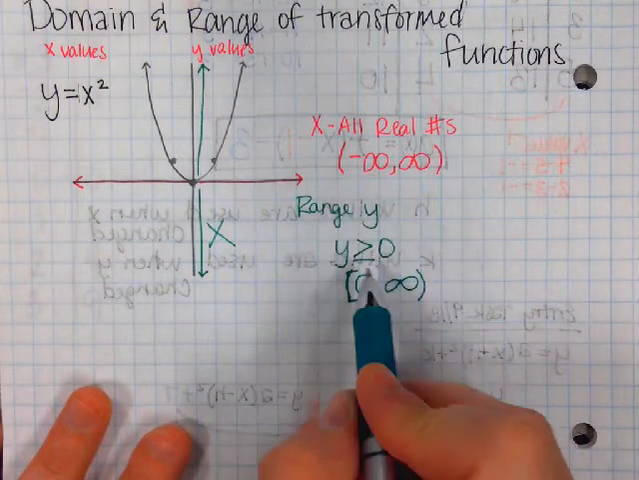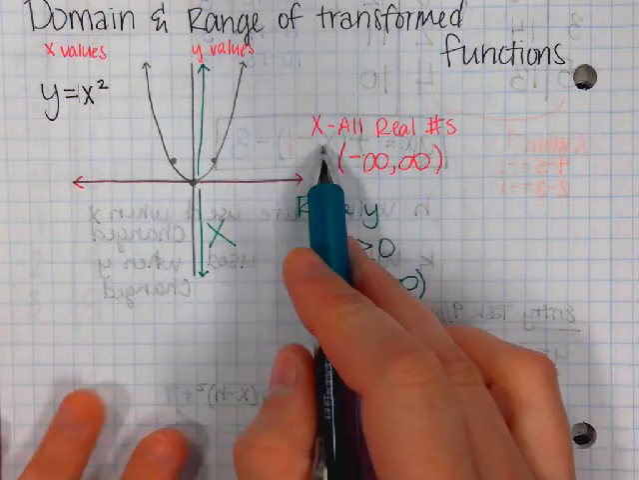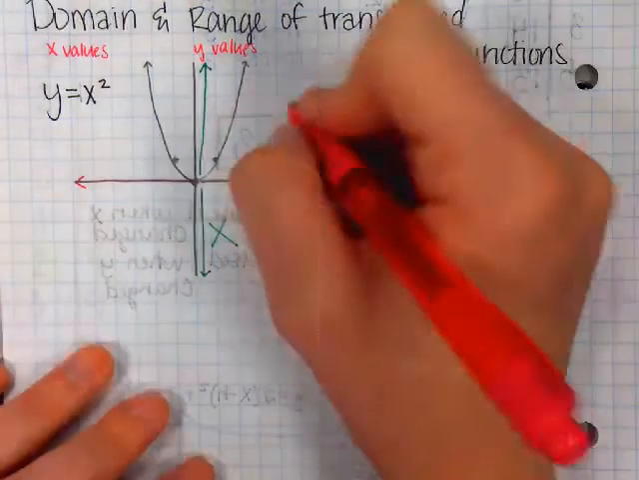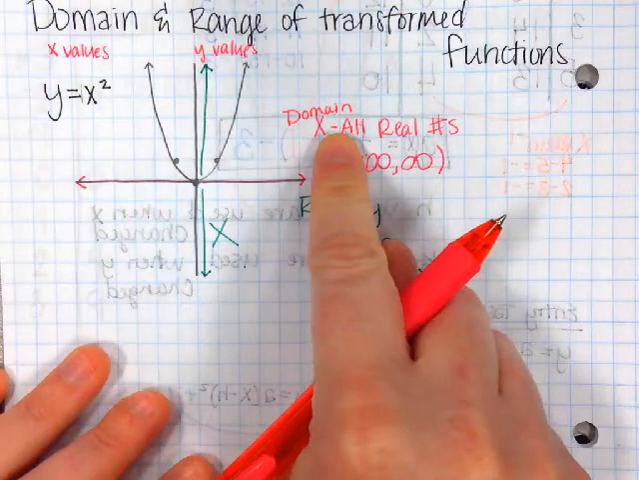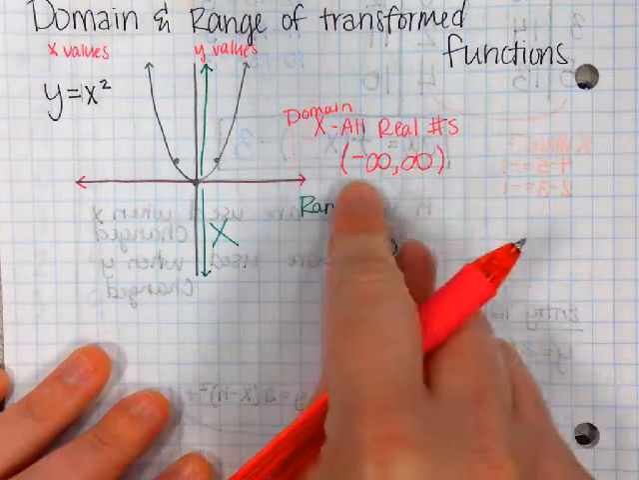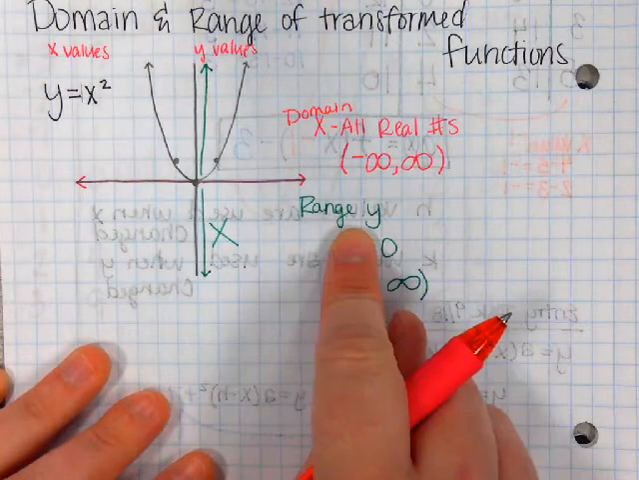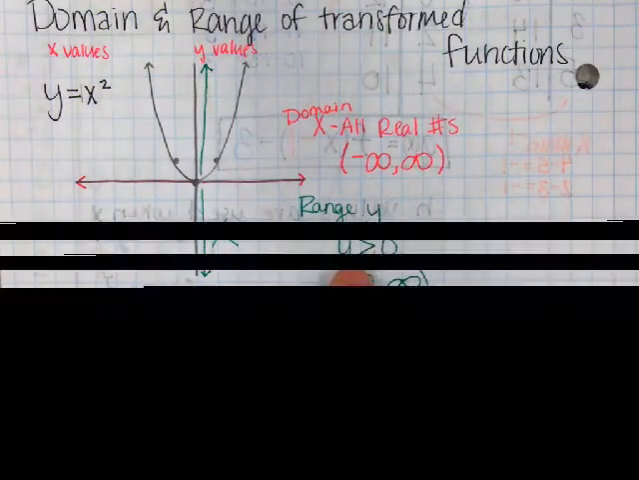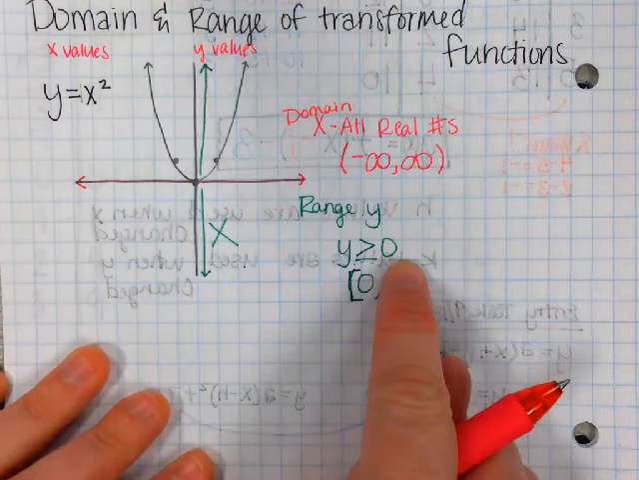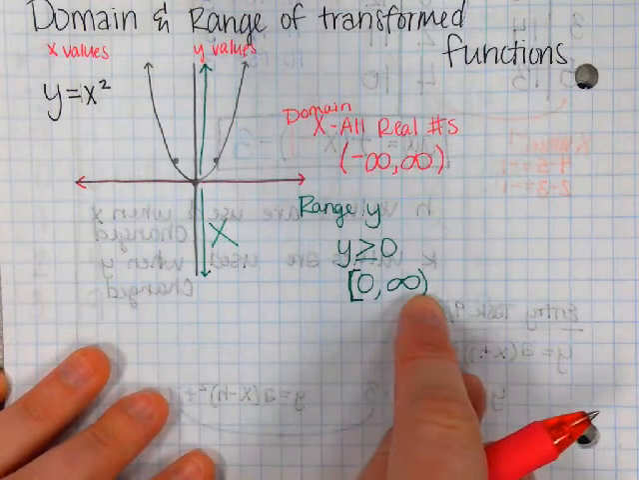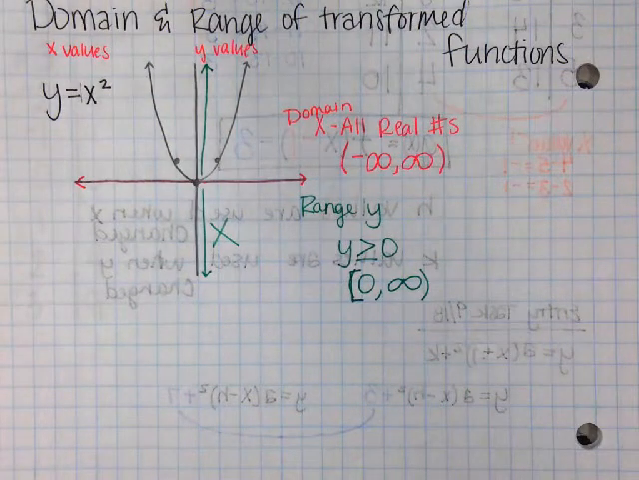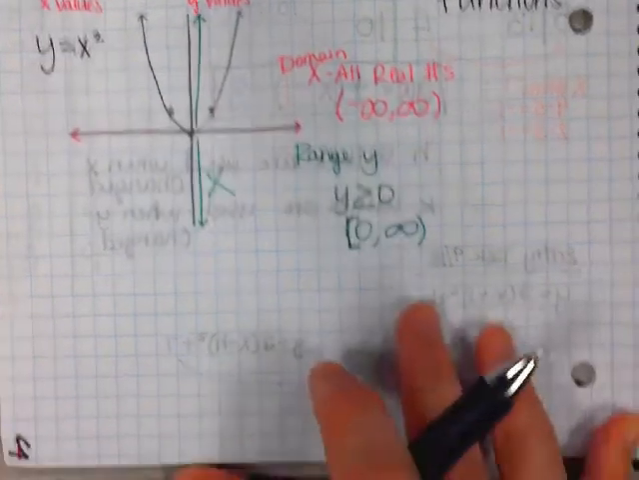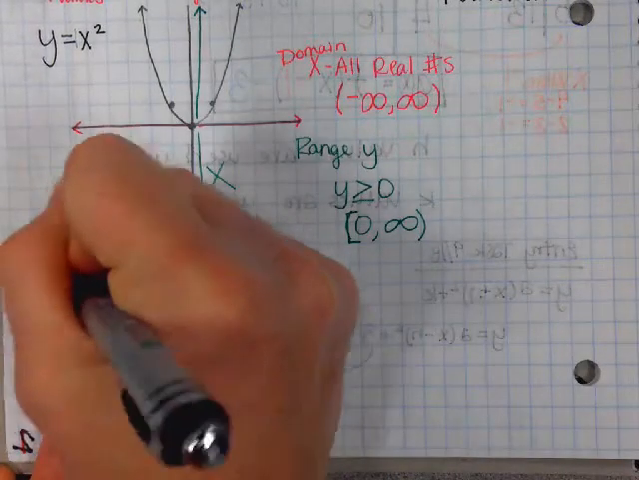And then this one, let me write out domain just to make sure we have it. So domain is the x values. They're all real numbers. It goes from negative infinity to positive infinity. Range, or the y values, are all greater than or equal to 0, or from 0 to positive infinity. Okay, so that's the parent function. Now let's do another one.